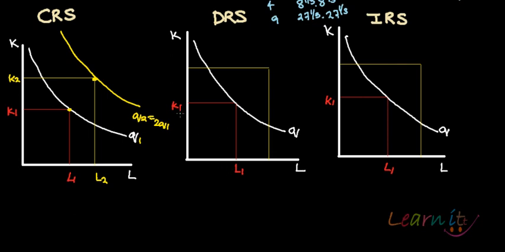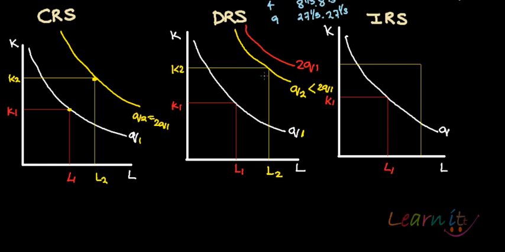In case of DRS, what is happening? This is your L1 K1, and you double the amount of inputs, you move to another isoquant Q2, which is less than 2Q1. Okay, say for example, in case your doubled isoquant is maybe this. So it is less than double the output.